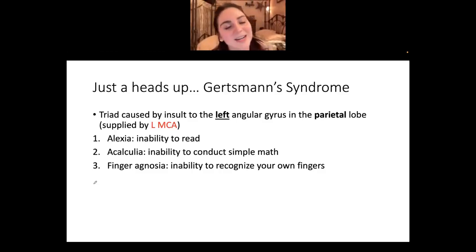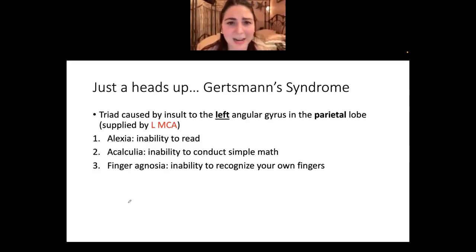I also put this in here, I forgot. Gerstmann syndrome. Gerstmann syndrome is a triad, and it's when you have a left MCA stroke that affects something called the left angular gyrus of the parietal lobe. I have a picture on the next slide. The MCA does supply the left part of the parietal lobe. And you have a triad: the patient can't read, they can't conduct simple math, and they can't recognize their own fingers.